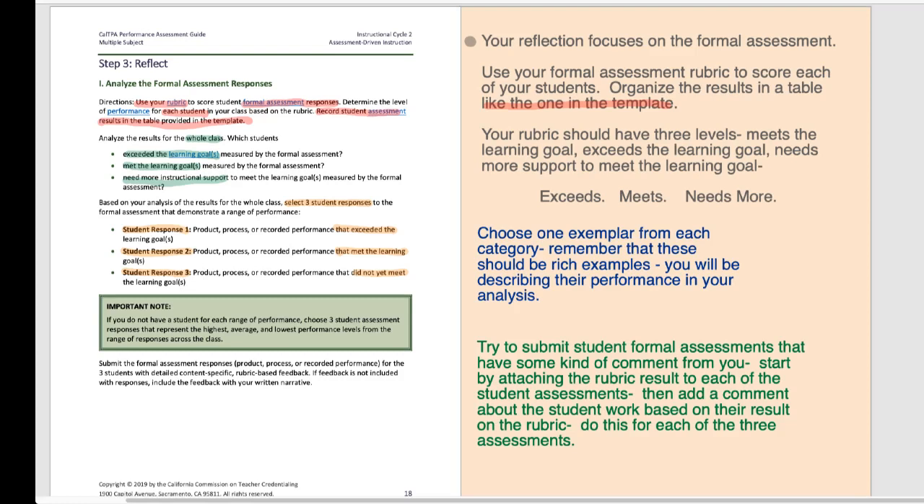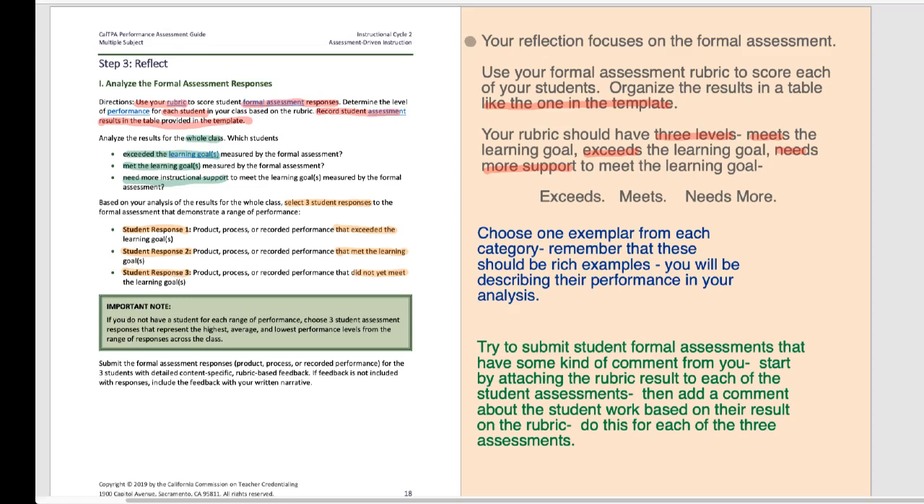And your rubric should have 3 levels: meets the learning goal, exceeds the learning goal, and needs more support. And the way that CalTPA describes it is did not yet meet. And that's going to be important because step 4 in your activity is all about reteaching. So you want to be thinking about your whole class that way.